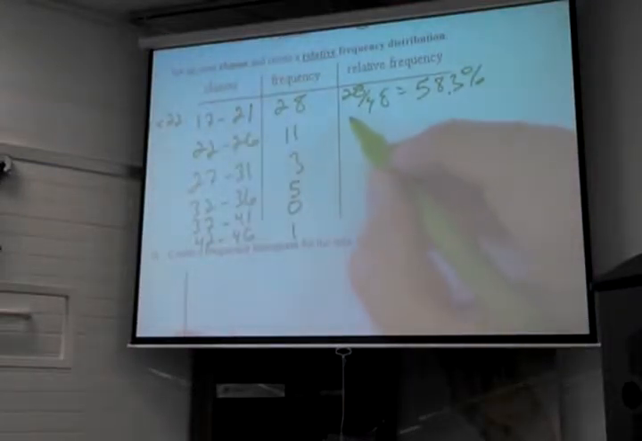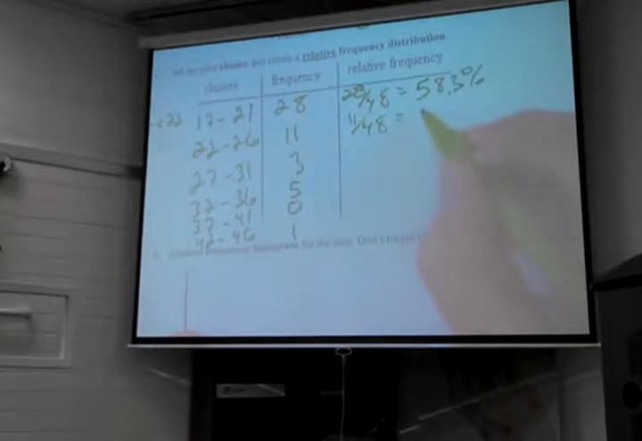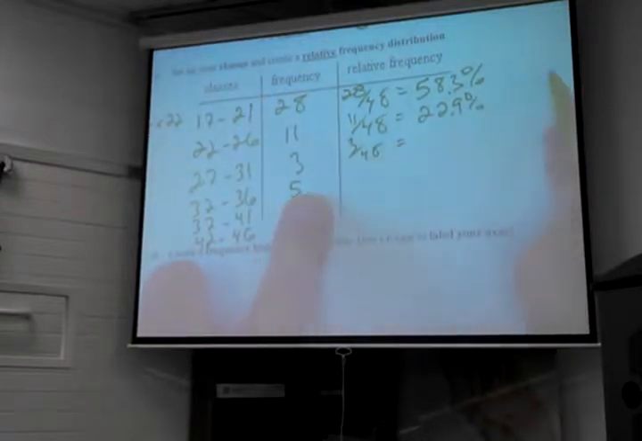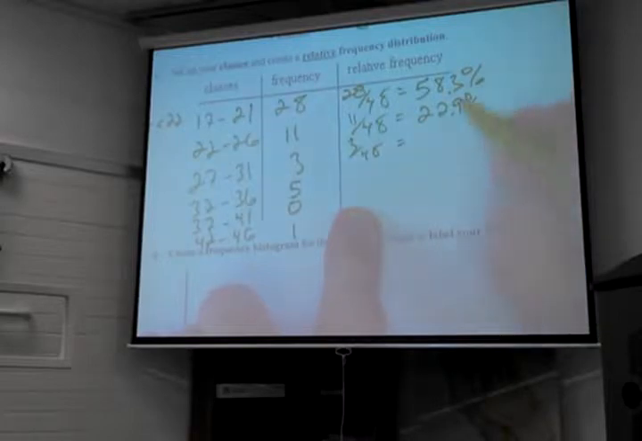And then just keep going. 11 divided by 48. 22.9. 22.9. 3 out of 48, that's 1/16. That'll be 6.66. 6 point who? 2.5? Even better. So we'll make it 6.3.